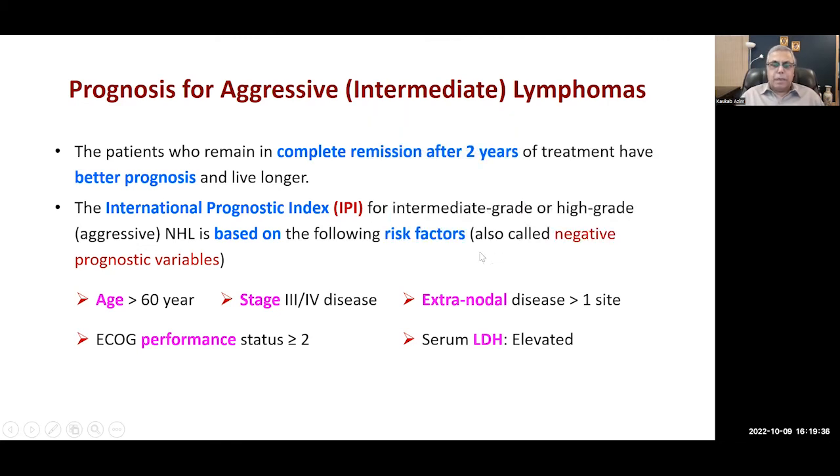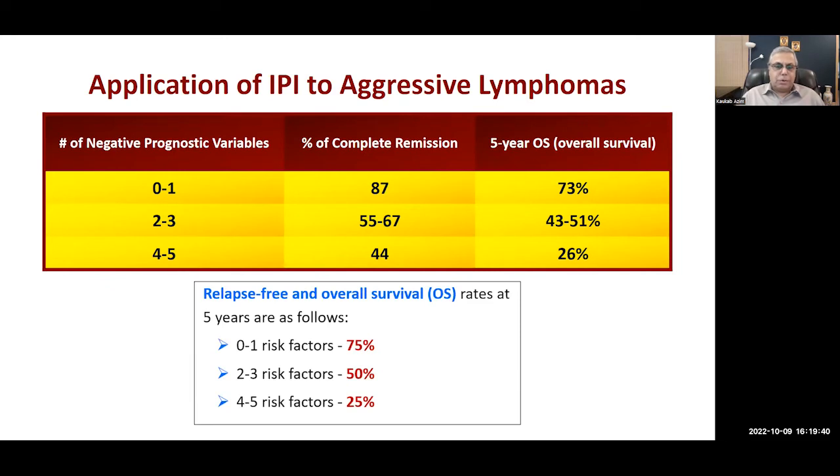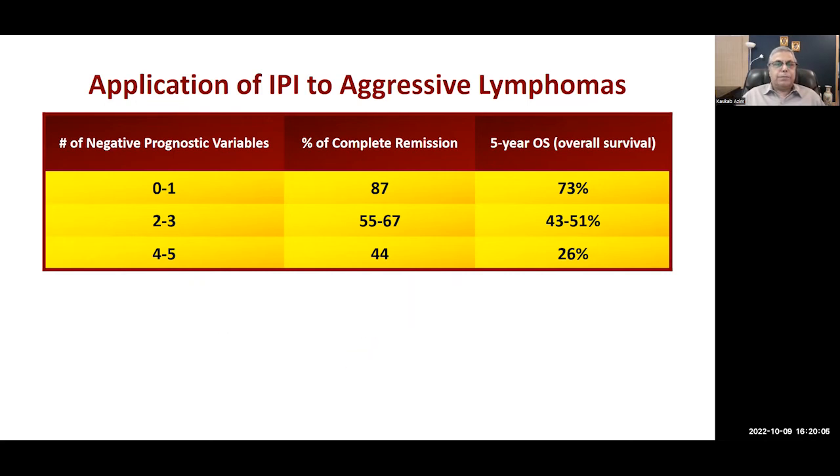So the same classification and risk stratification is also the same, and the 5-year survival rate is also about the same: 75%, 73%, and 50%, up to 51%, and 25%, and 26%. So the risk stratification or IPI index is the same for follicular and diffuse large B-cell lymphomas.